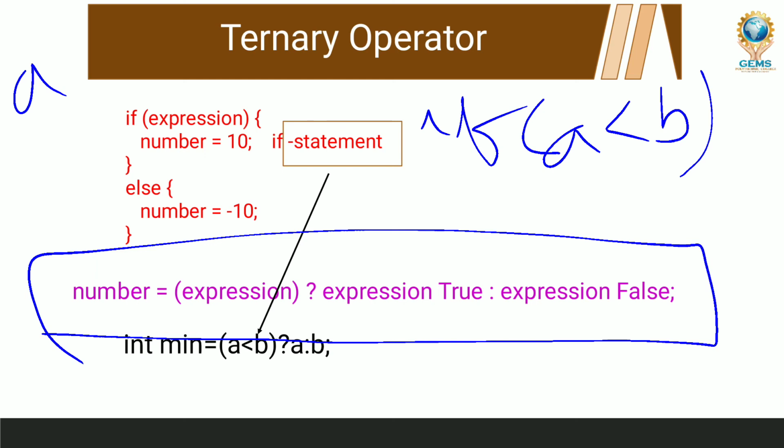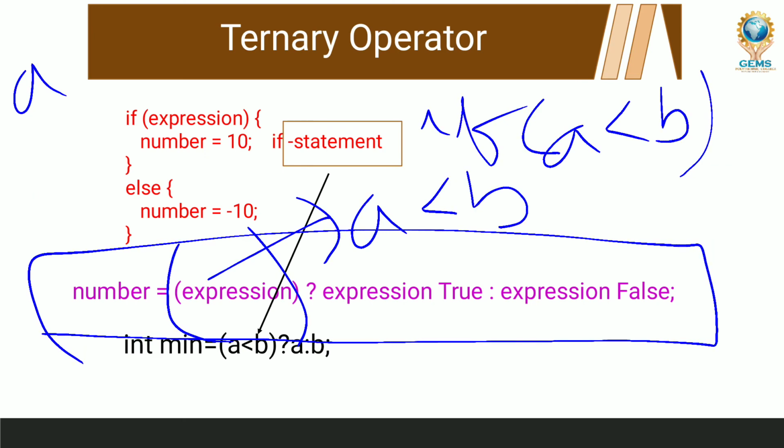In the expression, we will put the condition here. What is the condition? a less than b. We put the condition in the expression. If a less than b is true, then immediately, here two expressions are there. This is expression 1 and this is expression 2. When the condition is true, immediately the first expression will execute. When the condition is not true, the second expression will be executed.